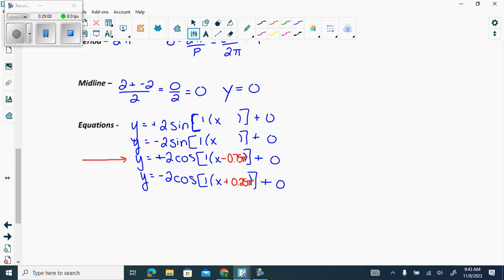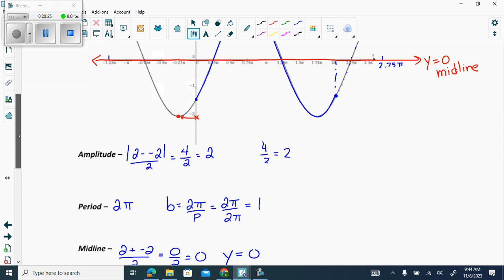X minus 6. Wait, what? It's literally the first unit. You put the sign on your X. If you want to go left, you do plus. If you want to go right, you do minus. Oh, you want to do right though. So if you want to go right. Okay, you went to the right.